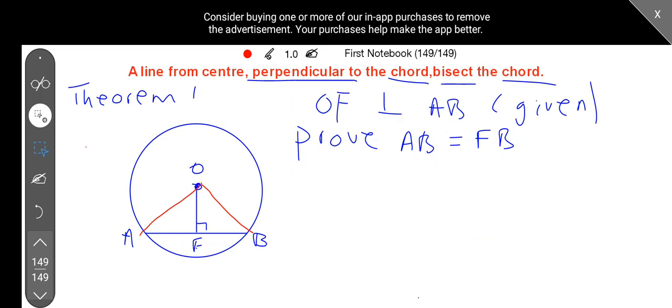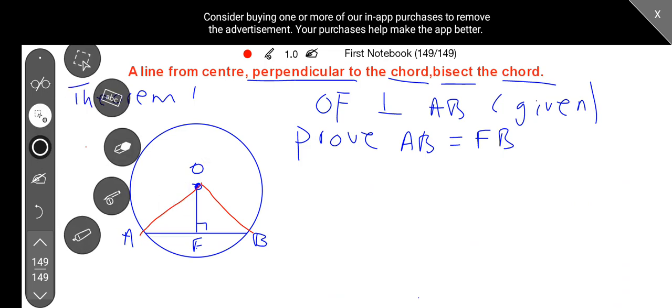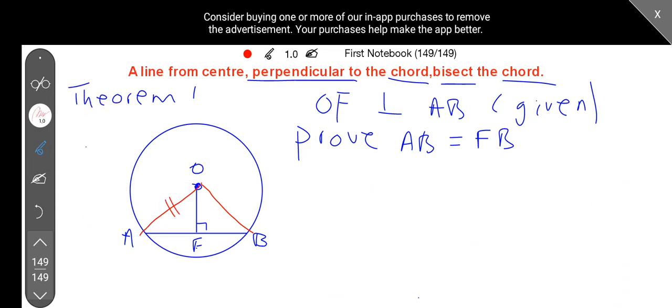If you feel like you want to write it in full, feel free to do so. So we're going to prove, right? What we can form here is, we know that AO and OB are two radii. So we can say that the two radii are equal. AO and OB are equal.